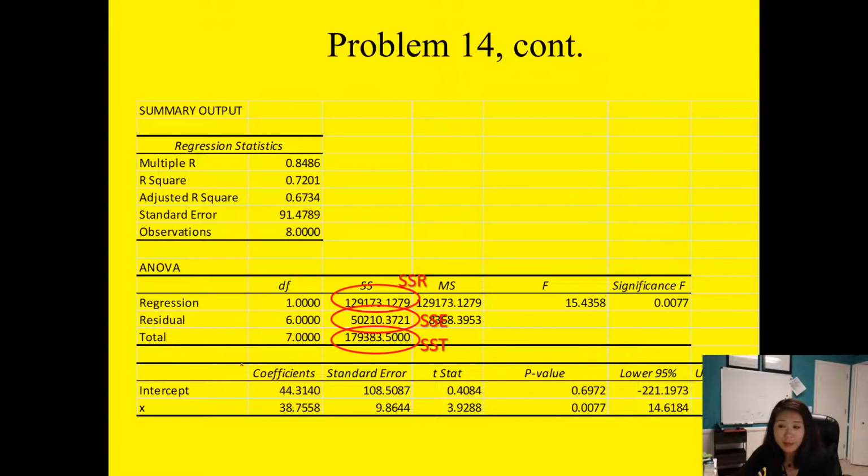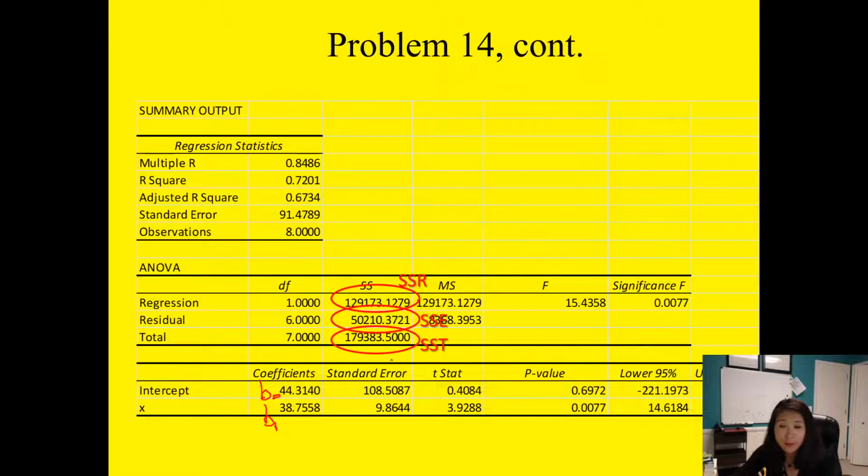Last time we already identified where to find the B0, which is here, and where to find the B1 for the estimated simple linear regression model. In this video, we're going to look at where to find SSR, SSE, SST, and also where to find R squared, which we use to measure the goodness of fit of the model.